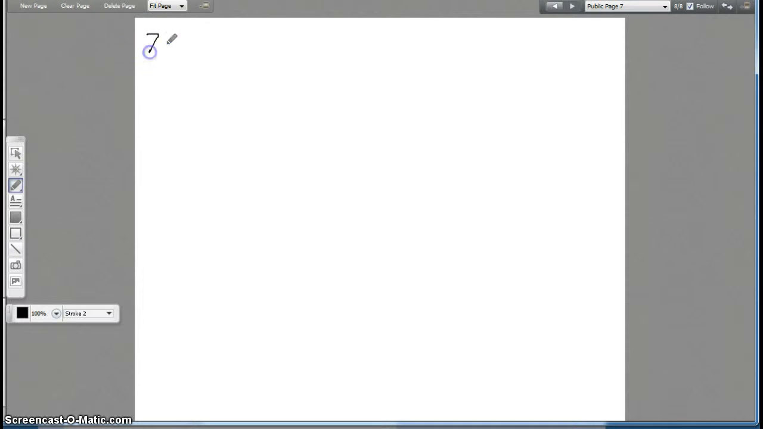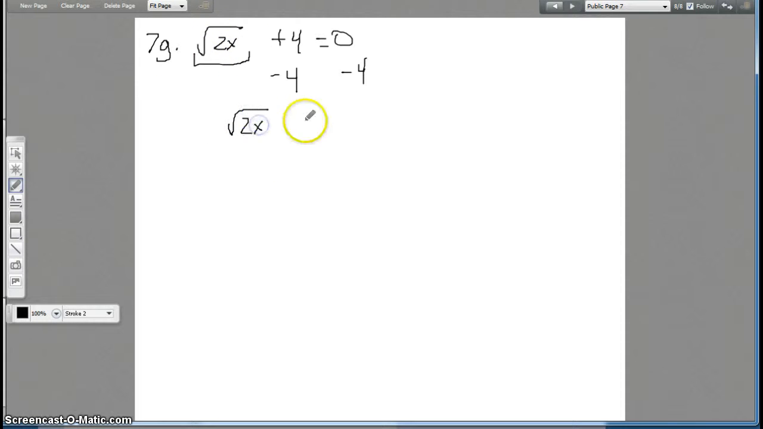Let's look at number 7g. 7g says the square root of 2x plus 4 is equal to 0. Now, the first thing we want to do is get our radical all by itself, because the radical contains our x. Right now we're adding 4 to our radical, so to get rid of it we need to subtract 4. So we're going to subtract 4 on both sides of the equal sign. So when we subtract 4 on the left side, we get just square root of 2x. When we subtract 4 on the right side, we get negative 4.